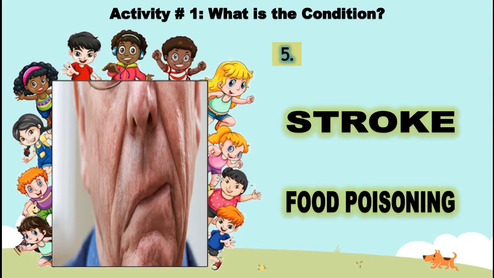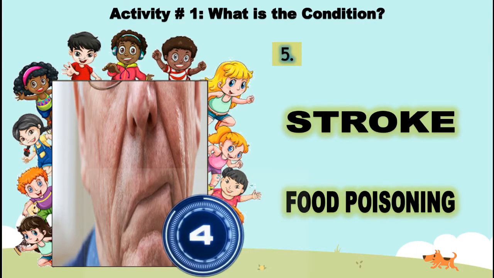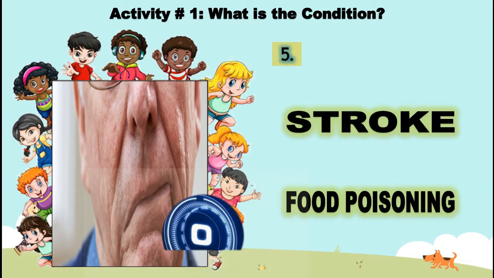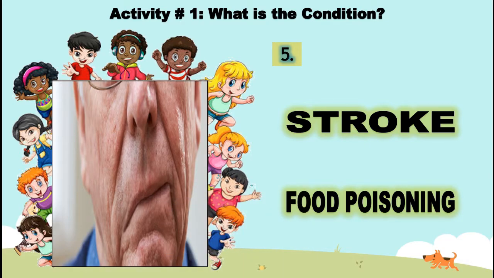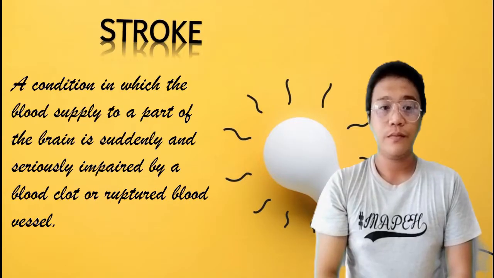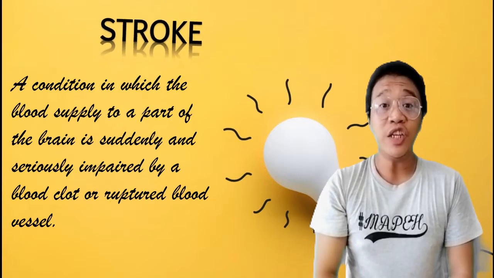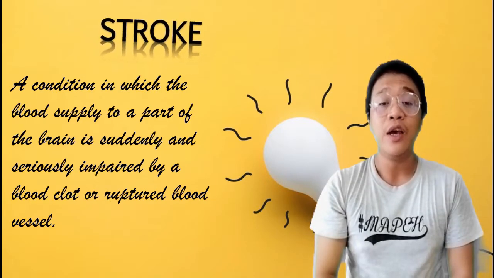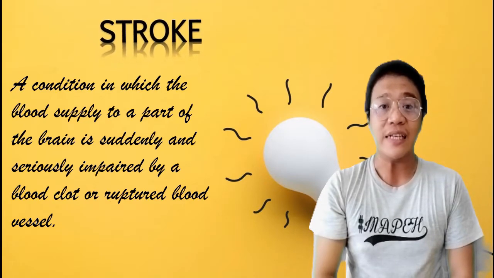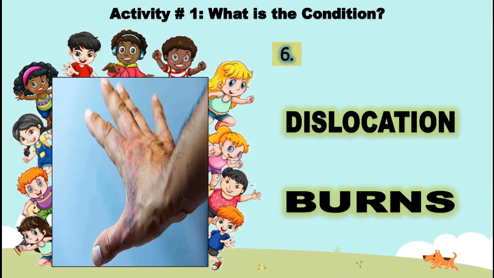Picture number 5. And the answer is stroke. Stroke is a condition in which the blood supply to a part of the brain is suddenly and seriously impaired by a blood clot or ruptured blood vessels. Picture number 6.